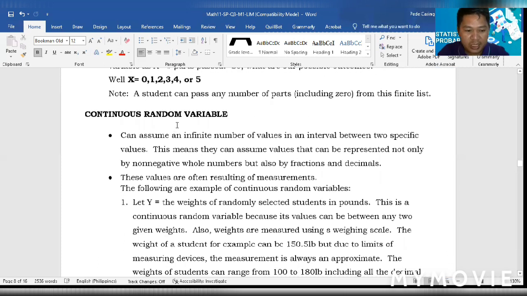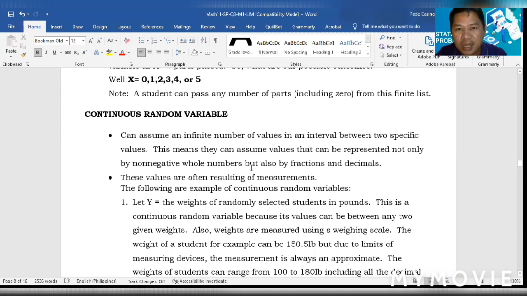Let's now proceed to the continuous random variable. It can assume an infinite number of values in an interval between two specific values. So continuous means an infinite number. This means they can assume values that can be represented not only by non-negative whole numbers but also by fractions and decimals. So this is measurable. Those values often result from measurements. When we measure data, that is called a continuous random variable.